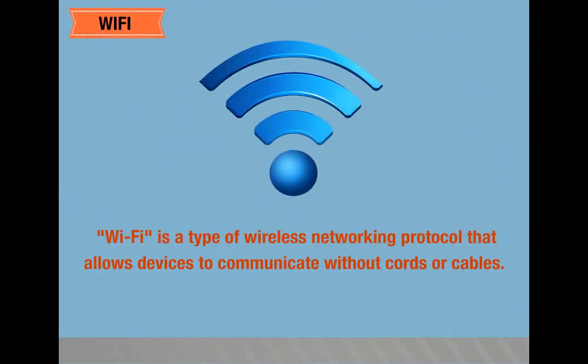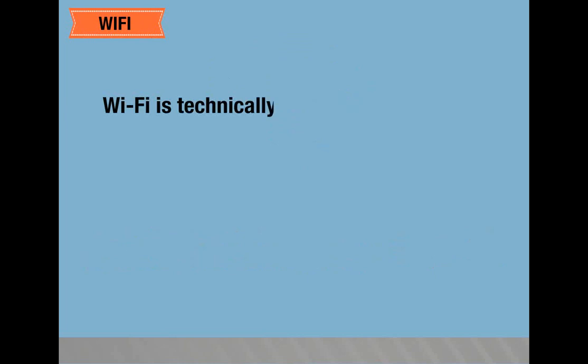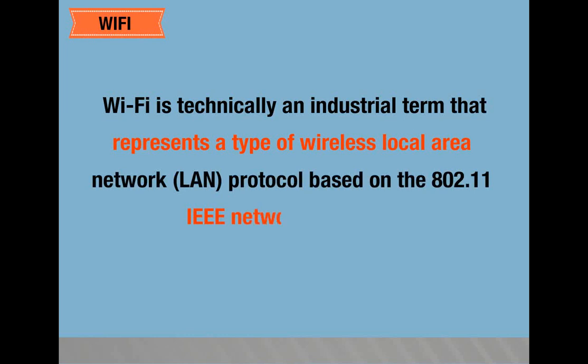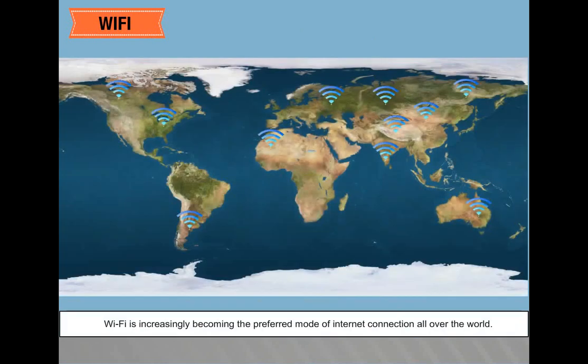Wi-Fi. Wi-Fi is a type of wireless networking protocol that allows devices to communicate without cords or cables. Wi-Fi is technically an industrial term that represents a type of wireless local area network, that is LAN protocol, based on the 802.11 IEEE network standard. It is the most popular means of communicating data wirelessly within a fixed location. Wi-Fi is increasingly becoming the preferred mode of internet connection all over the world.